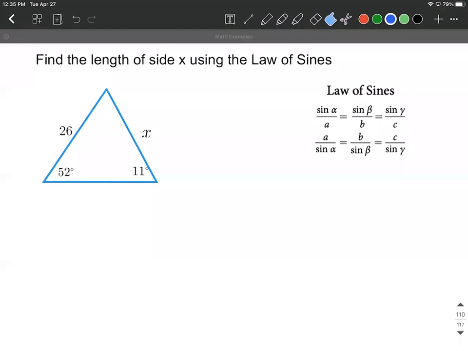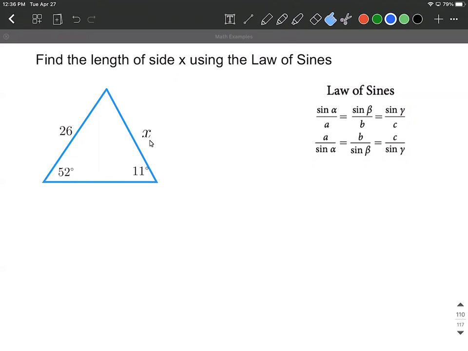All right, let's use the law of sines to find the side length x on this given triangle. As you can see, the information given, we have this opposite pair. We have this side length and then the angle that's opposite it. So what that tells us is we can use the law of sines to help us calculate this side length.